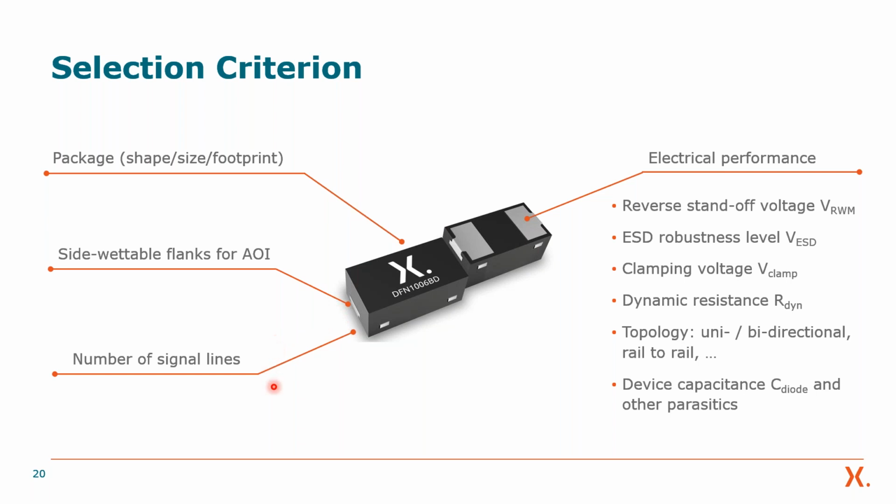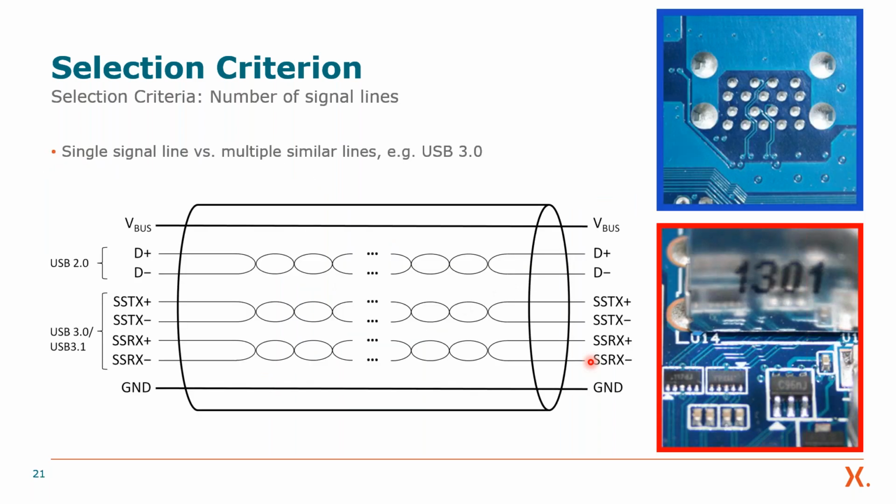Then we also have questions of the number of signal lines, also dependent on the application. And then we have plenty of electrical parameters, like the reverse standoff voltage, the device level robustness itself, clamping voltage, dynamic resistance, the topology should be unidirectional, bidirectional, capacitance we add as parasitic to the signal line, and others more. So there are a lot of selection criteria, and in the following we selected the most important ones. And now I will hand over to Jan.